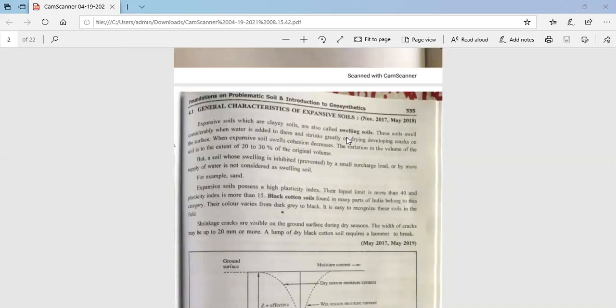So first of all, starting with some general characteristics of the expansive soil. Right. So what is the expansive soil? Expansive soils are clay soils, and these types of soils are also known as swelling soils, right? These soils swell considerably when water is added to them and shrink greatly on drying, developing cracks on the surface. When the expansive soil swells, cohesion decreases. The variation in the volume of the soil is to the extent of 20 to 30% of the original volume.